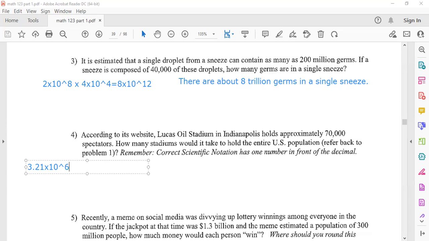So that would be nope, this would be 10 to the 8th. That would have only been 3.21 million. That would be 321 million. And we're going to divide that by how many we can put in one stadium, which is 70,000, which is 7 times 10 to the 4th. And it would be appropriate to round this to a whole number of stadiums.